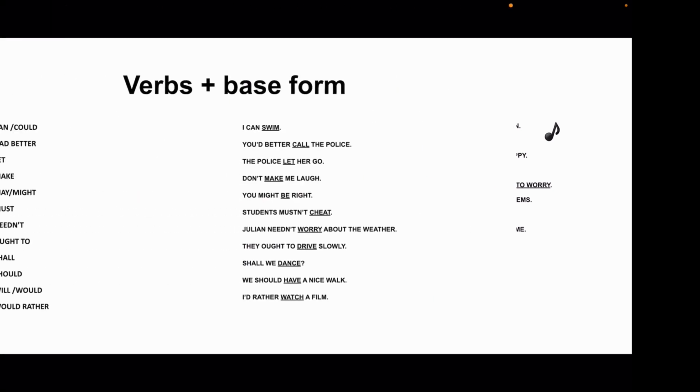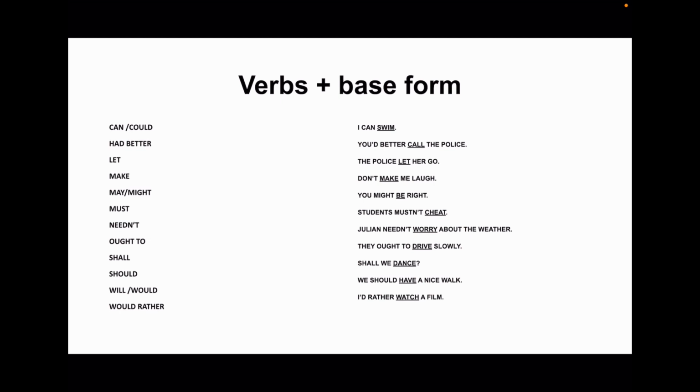kind of infinitive. Now we can focus on verbs followed by the base form. Generally, we are speaking about modal verbs. Modal verbs like can, could, let, make, may, might, must, shall, should are followed by the base form, that is, the infinitive with no to. Look at the examples. Can and could. I can swim. Had better. You'd better call the police. Let. The police let her go. Make. Don't make me laugh.